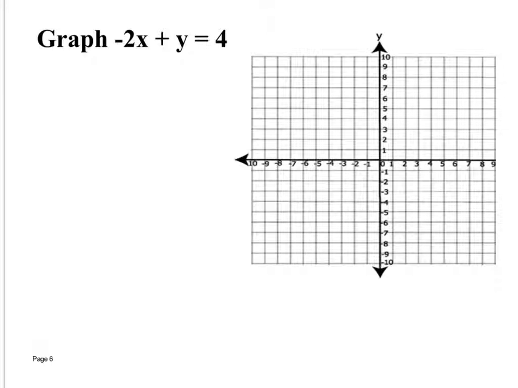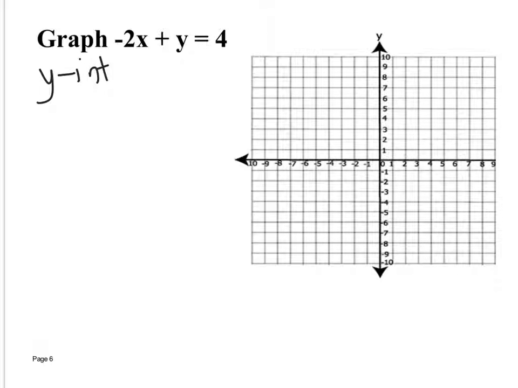Graph negative 2x plus y is equal to 4. Alright, so you're supposed to graph, and they're going to give you this. And you can use the table that we did, where you plug in x and find y. You can do that because it's going to show you points on a line. Here's one other way, and this is the way I want you to do it. You want to find the x and y intercepts.